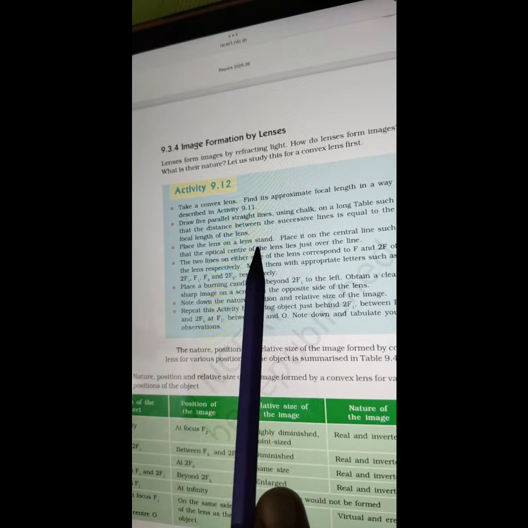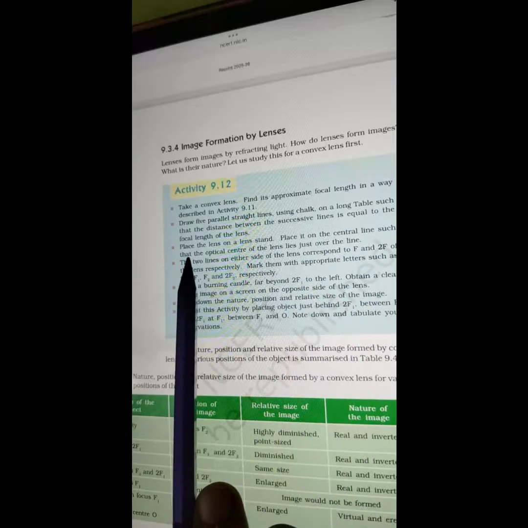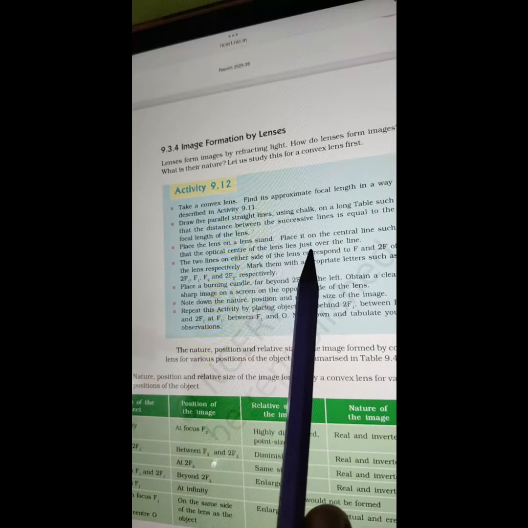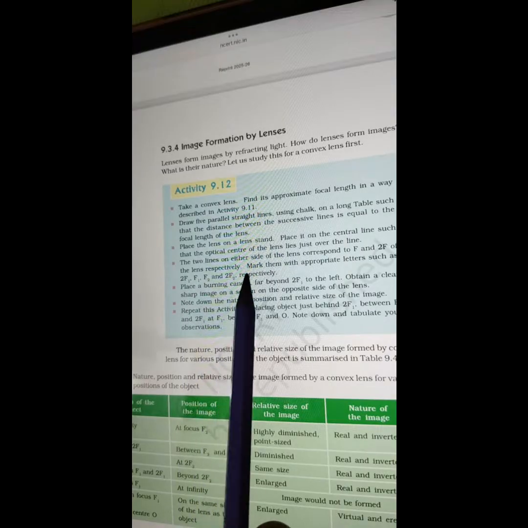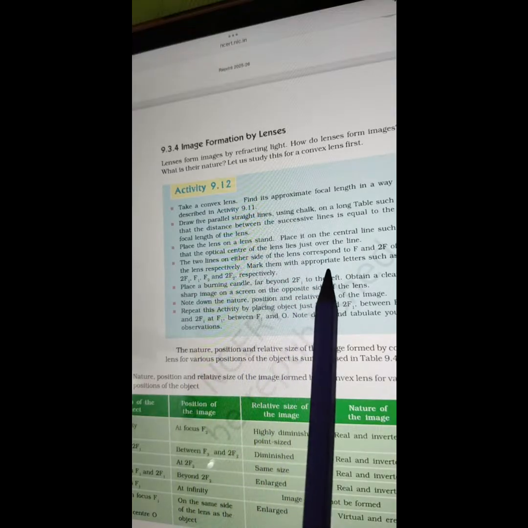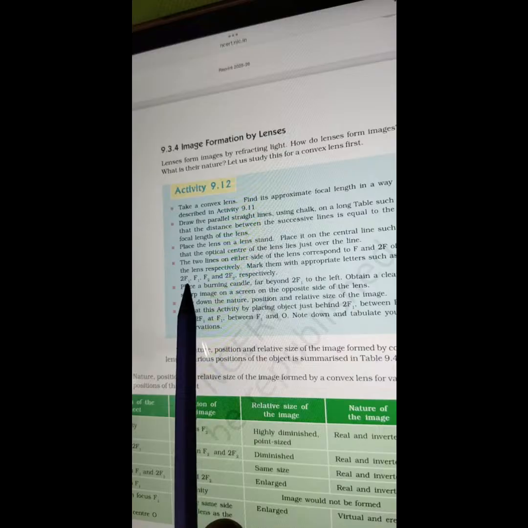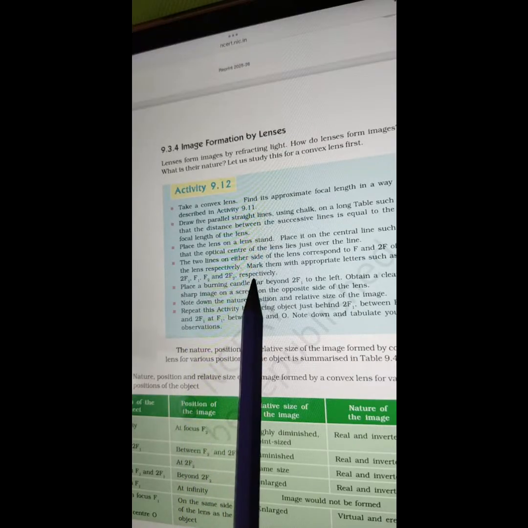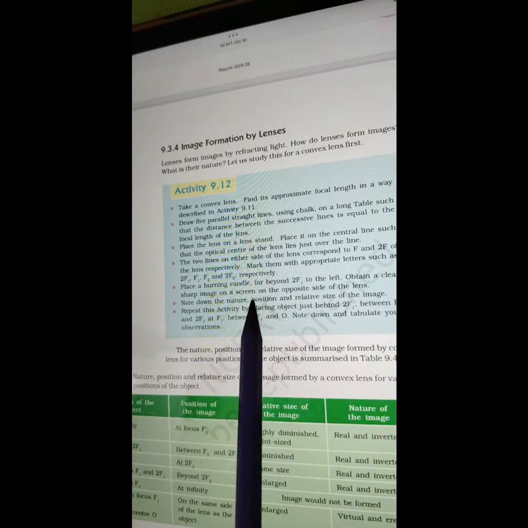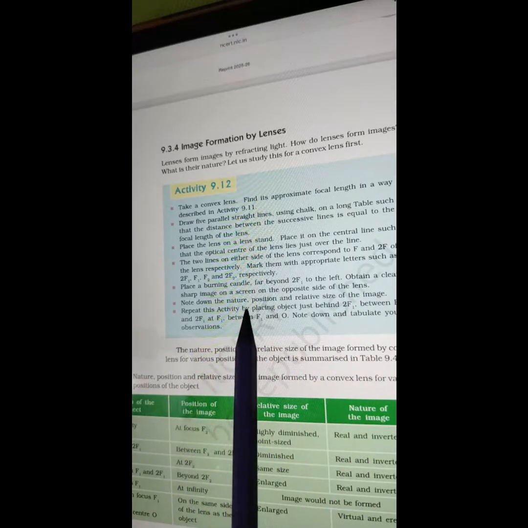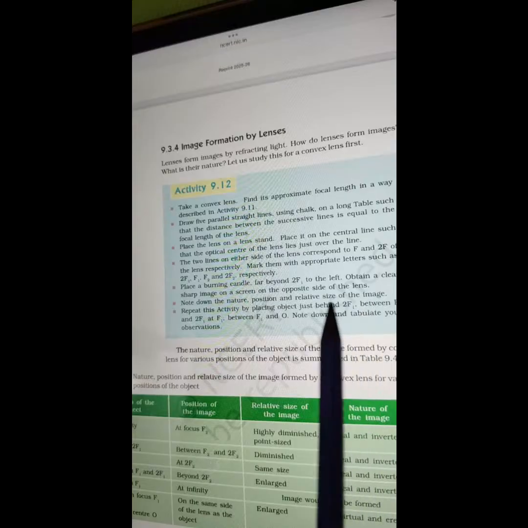Place the lens on a lens stand. Place it on the central line such that the optical center of the lens lies just over the line. The two lines on either side of the lens correspond to F and 2F of the lens respectively. Mark them with appropriate letters such as 2F1, F1, F2, and 2F2 respectively. Place a burning candle far beyond 2F1 to the left. Obtain a clear, sharp image on a screen on the opposite side of the lens. Note down the nature, position, and relative size of the image.